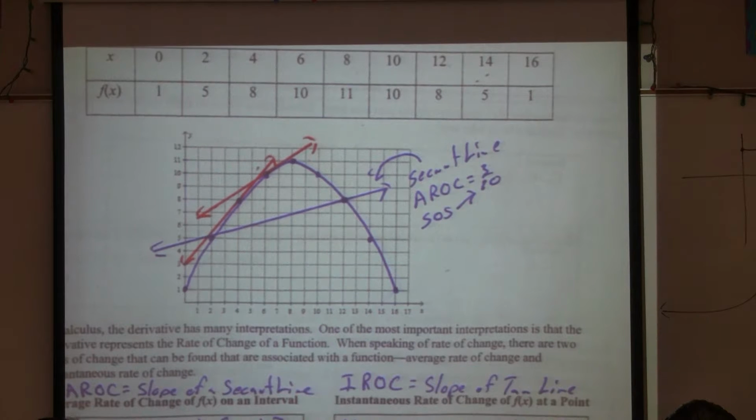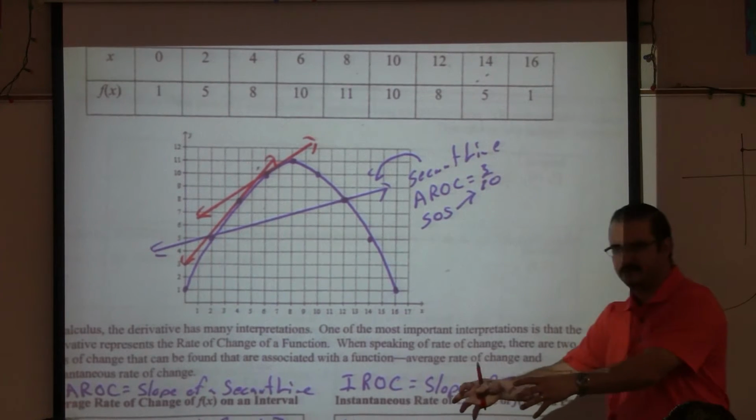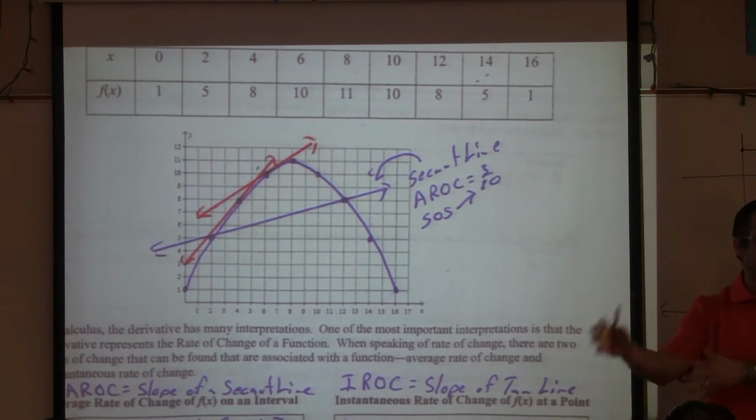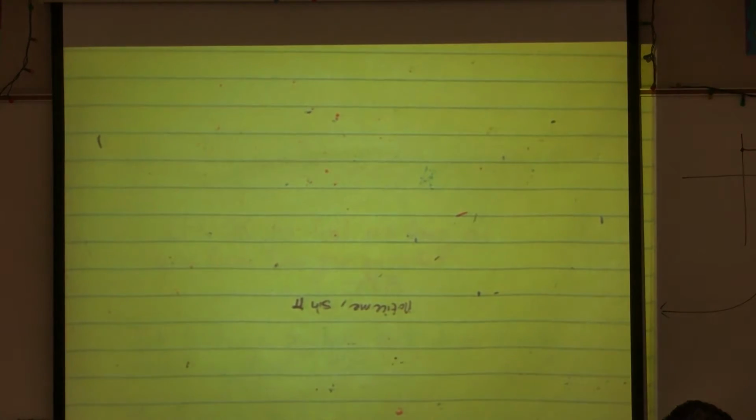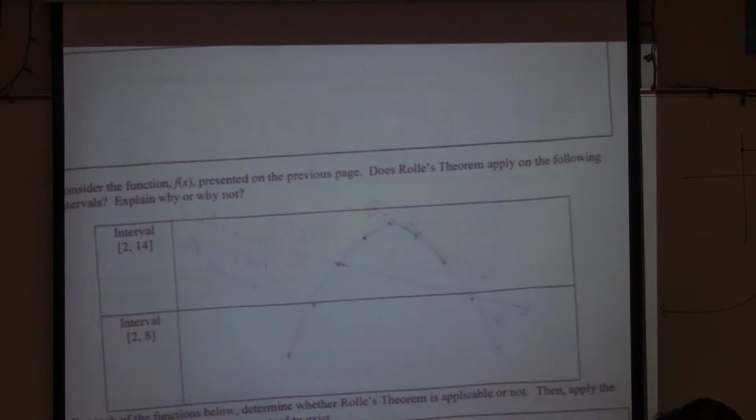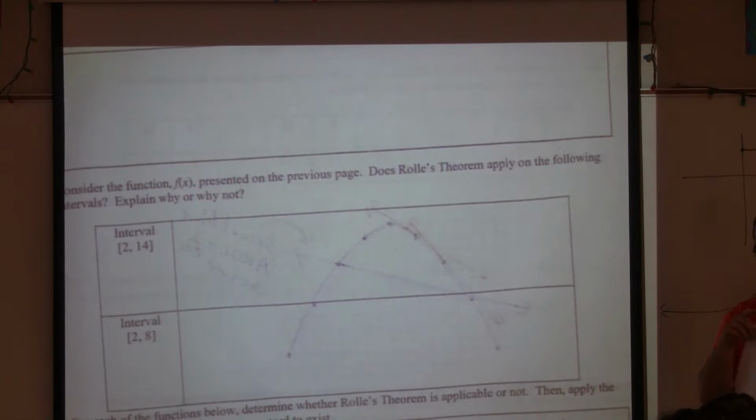Kindergarten stuff? Average rate of change, slope of a secant line, slope between 2 points. Instantaneous rate of change, slope of the tangent line, derivative at that value. Yes? Alright. Let's look at Rolle's theorem.